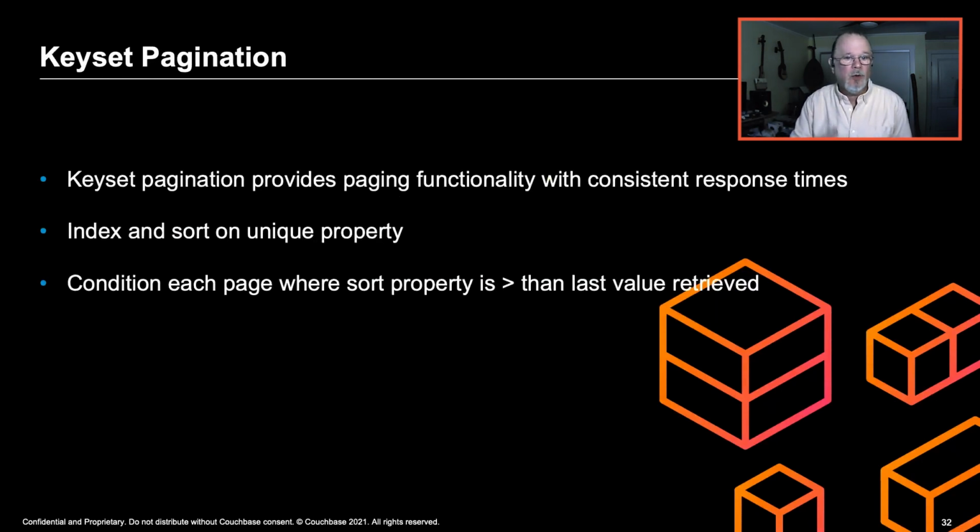So is there something else we can do instead of that? Yes, we can do Keyset Pagination. Keyset Pagination will provide that same paging functionality with consistent response times. How this works is you're indexing and sorting on a unique property, and you're conditioning each page where the sort property is greater than the last value of this property that was retrieved.